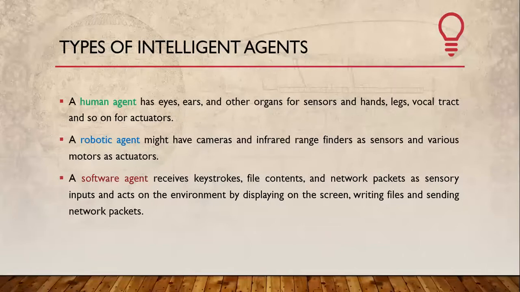There are multiple types of agents, but the very brief categories which exist are, first, the same example we have seen, the human agent, which we are all very well aware of. We are an example of a human agent. A human agent has eyes, ears, and other organs for sensors, and hands, legs, vocal tract, and so on for actuators. So as a human agent, we also have to take input from the environment, and we also give output to the environment.